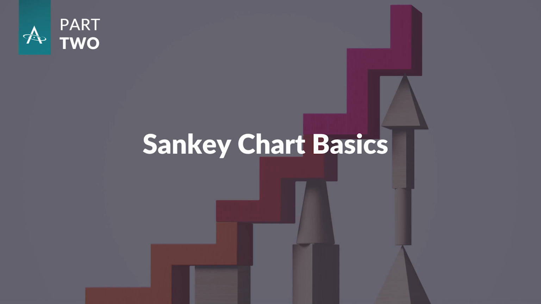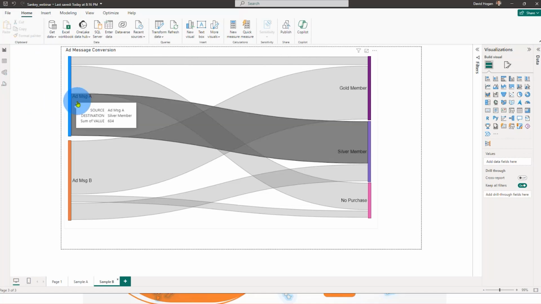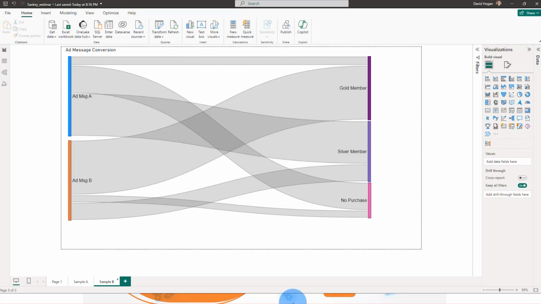So let's take a few moments and discuss some Sankey chart basics relative to Power BI. In this particular example, we're doing a diagram that is looking at testing different ad messages to see how effective they were. In particular, we have message A and message B, and we want to know how many of each ad convert to a gold membership, a silver membership, or the website visitor not choosing to purchase any membership at all.